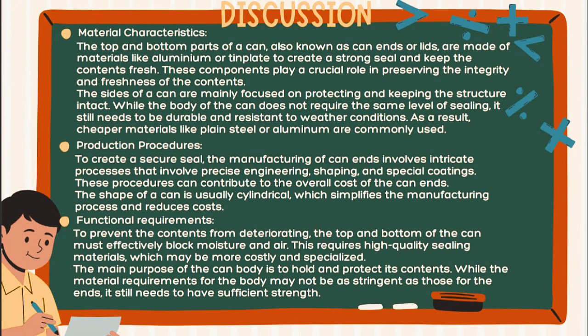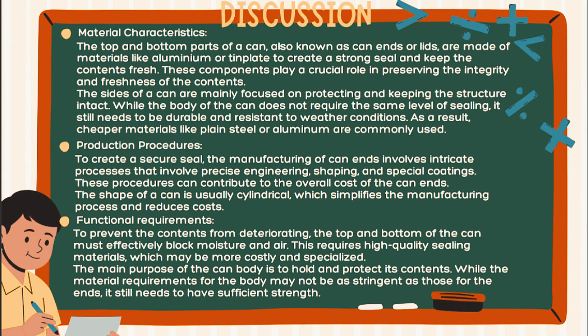Today I will talk about our discussion and conclusion. For our discussion, first of all, we will talk about material characteristic. The top and bottom part of the can are made of material like aluminium or tin plate to create a strong seal to keep the content fresh. This component plays a crucial role in preserving the integrity and freshness of the content. The side of the can mainly focuses on protecting and keeping the structure intact. While the body of the can does not require the same level of sealing, it still needs to be durable and resistant to weather condition. As a result, cheaper material like plain steel or aluminium are commonly used.